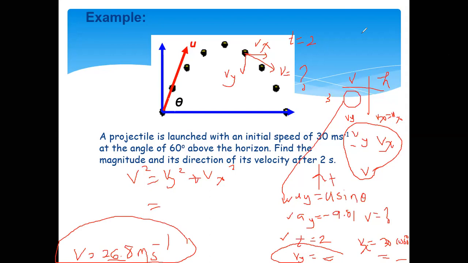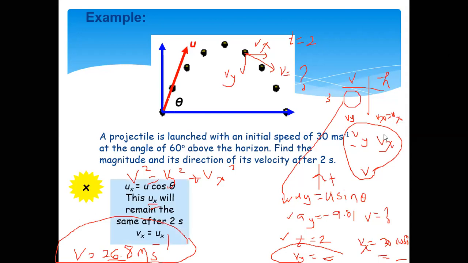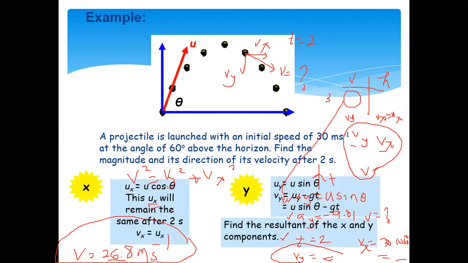Okay, as we see, the Vx is the same as Ux. And for y, you find that Vy is u sine theta minus gt. Find the resultant of the x and y components. Okay, so everyone got 26.8. So this is the technique to find your V. Did others get the answer?